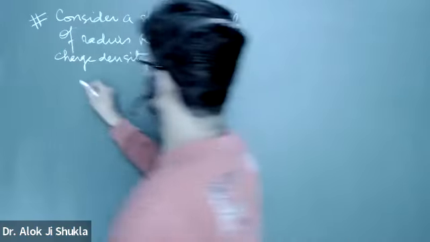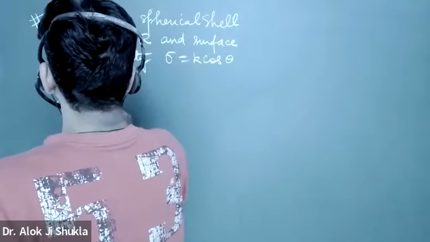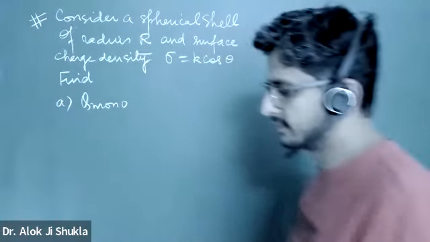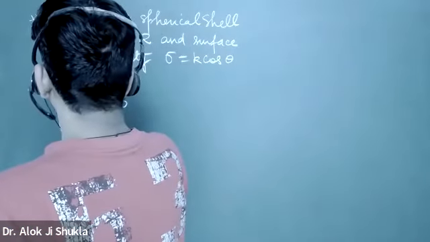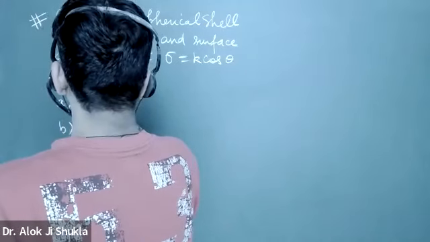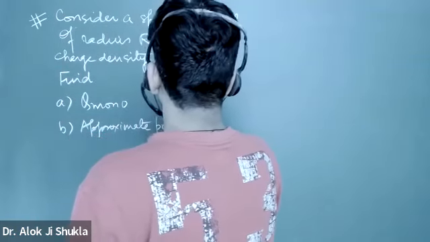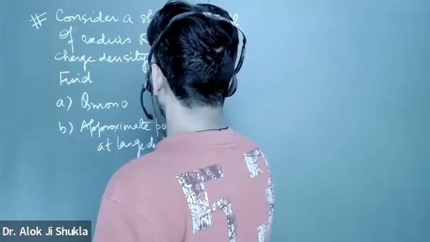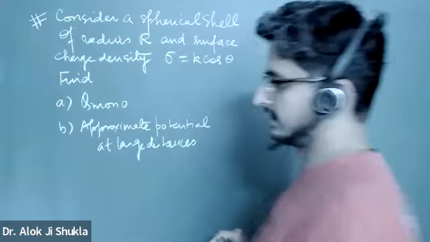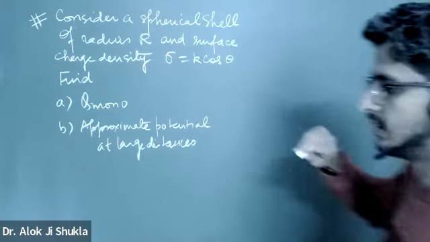Find A, q mono, that means monopole moment, and B, approximate potential at large distances. Okay, so these two things we have to calculate. Now please understand the kind of charge density you have.